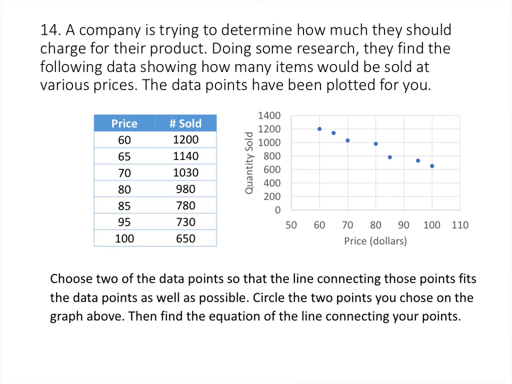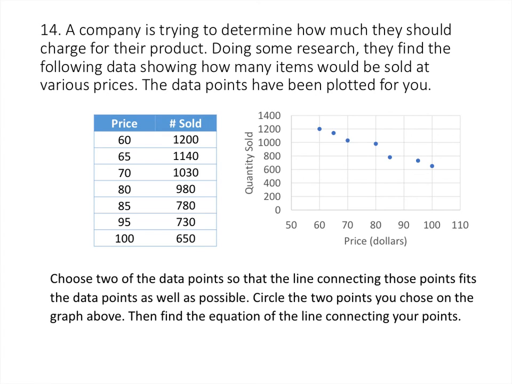All right, so now we've got some data points, and we've been given a graph of those data points, and we're trying to find two of the data points so that when we draw the line connecting those points, that fits the line as well as possible. So we want to pick 2 points, and then we're going to find the equation of the line that connects those 2 points. And there's lots of valid choices here, so there's not going to be one right answer to this question. There's going to be lots of right answers, but there are going to be some wrong answers.